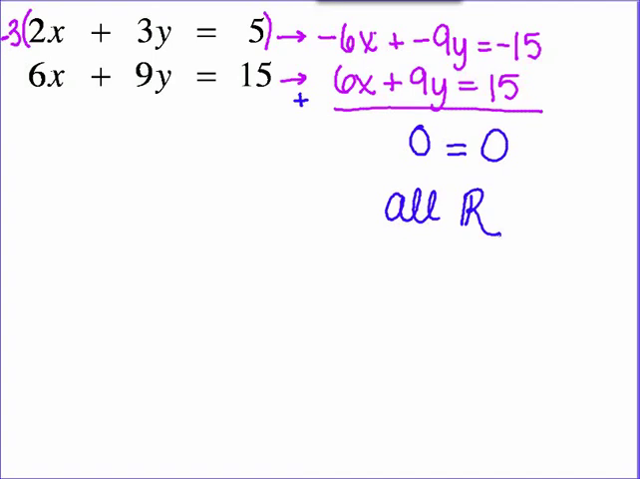Now let's think about that. Think about the graphs. What type of lines would these be? They would be the lines that would be one on top of the other. This is just like the very first example we looked at today. So this one would actually be consistent and dependent. And this is a line. If I were to graph this, it's going to be the same line.